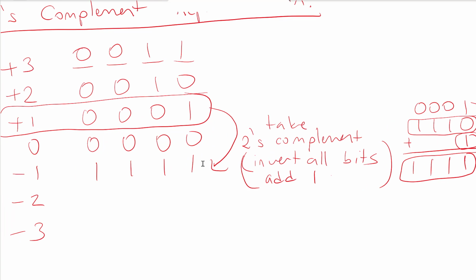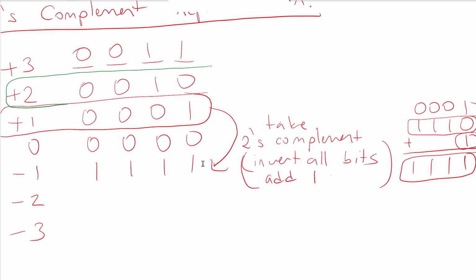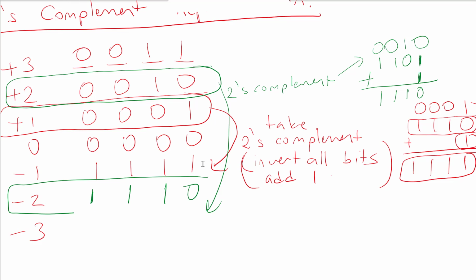Let's find the representation of minus 2. To find minus 2, I first find plus 2 and then I take 2's complement. How do I take 2's complement? I first take the number 0010 and invert all the bits. This is also equal to 1's complement. I take 1's complement, then for 2's complement I add a 1 here. So the representation of minus 2 in 2's complement is 1110. This is minus 2.